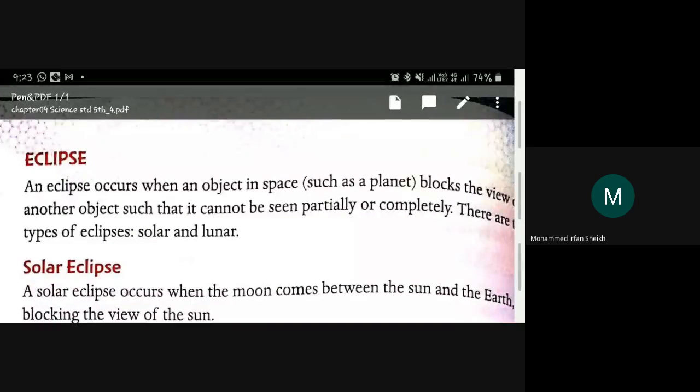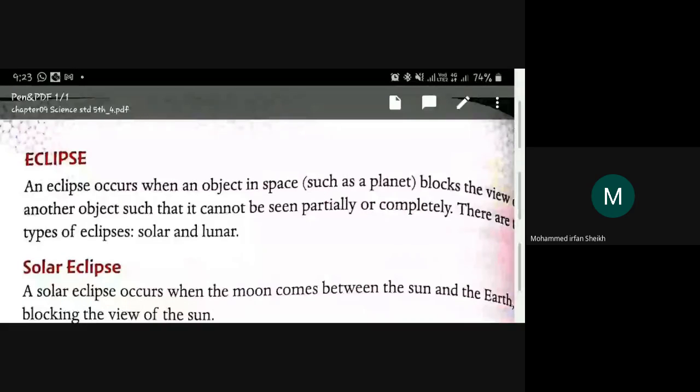As you know, an eclipse occurs when an object in space blocks the view of another object such that it cannot be seen partially or completely. When some planet or something blocks the view of the sun or the moon, you can say it is an eclipse.